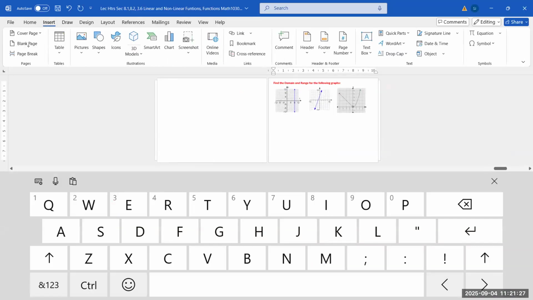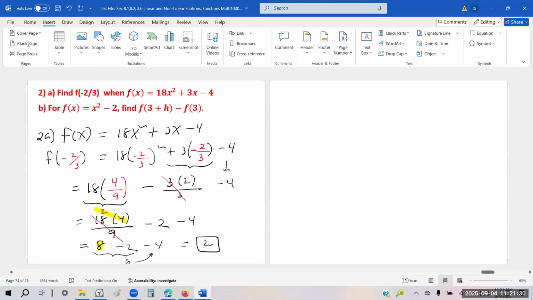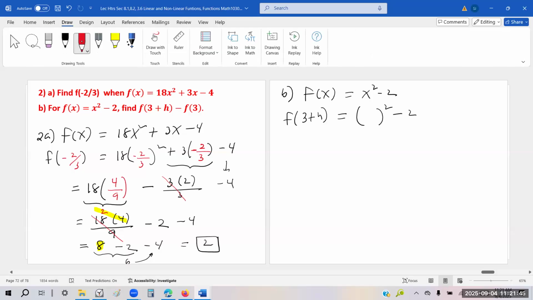So let's do the next one. B. F of x is x squared minus 2. They want us to find f of 3 plus h first. So what do you do now? Power. So if you distribute the power, what do you get? No, you cannot distribute the power. You have to use FOIL.